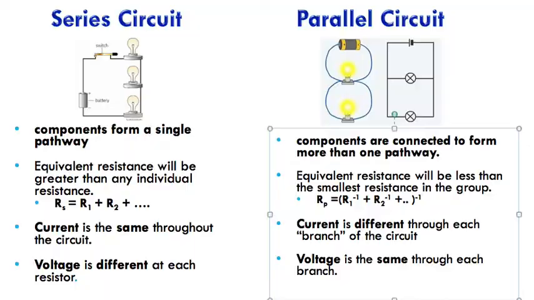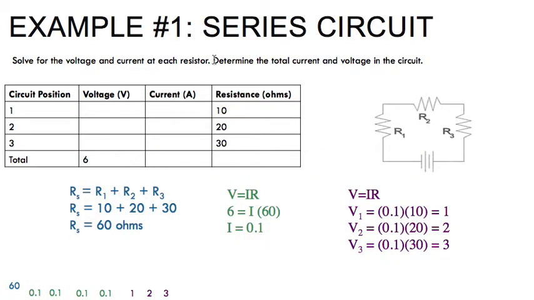Right. So let's go on to an example. The first one is a series circuit. We're going to solve for the voltage and the current at each resistor, and we're going to determine the total current and voltage in the circuit.